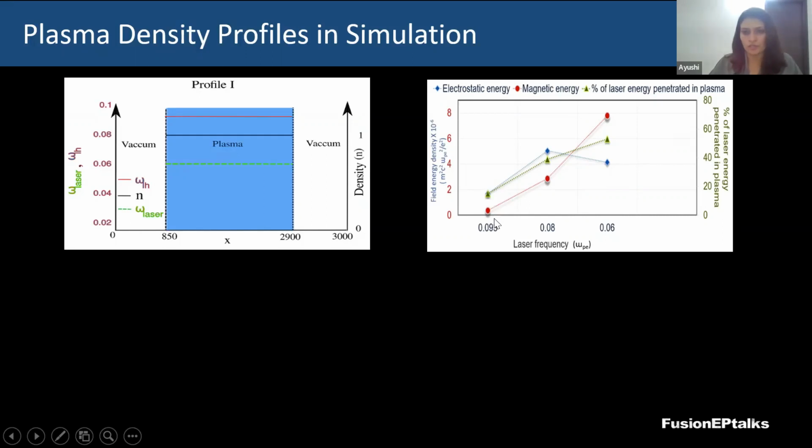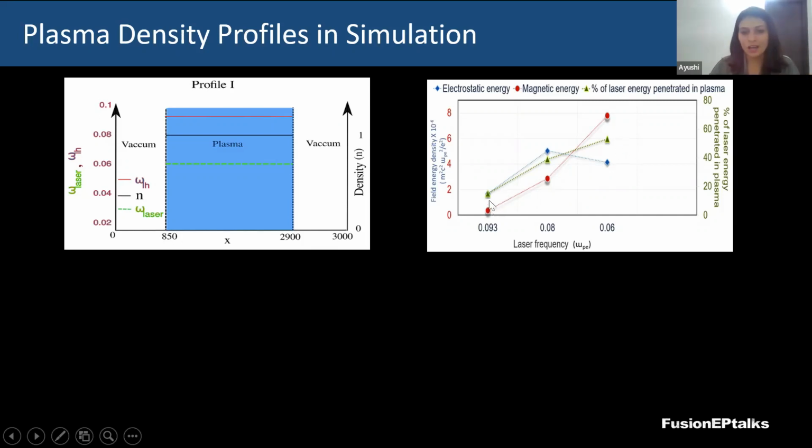As discussed, here we observe electrostatic lower hybrid oscillations in the system. Then we go further down to a laser frequency of 0.06 in normalized values. From this plot, we can draw 2 inferences. One is that as the laser frequency goes below the LH value, the penetration of the laser inside the plasma increases. For a laser frequency of 0.093, only 20% of the laser was able to penetrate the plasma, whereas for a laser frequency of 0.06, around 60% of the laser is able to penetrate inside the plasma. So as we go lower in the dispersion curve, the penetration of the laser in plasma increases.